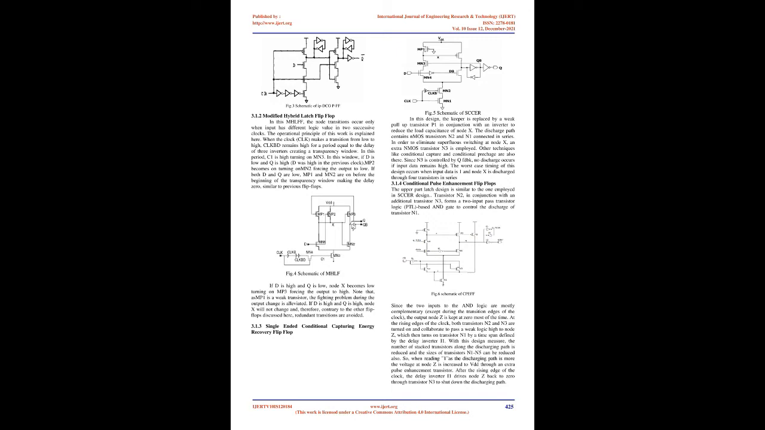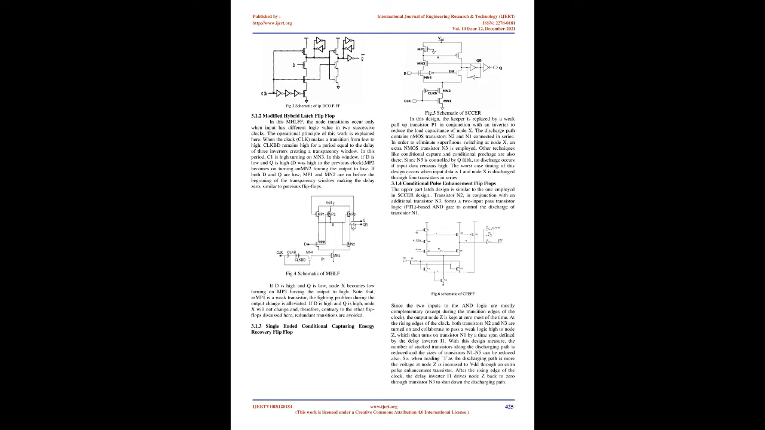The upper part latch design is similar to the one employed in Sijithra design. Transistor N2, in conjunction with an additional transistor N3, forms a 2-input pass transistor logic, PTL, based AND gate to control the discharge of transistor N1. Since the 2 inputs to the AND logic are mostly complementary, except during the transition edges of the clock, the output node Z is kept at 0 most of the time.